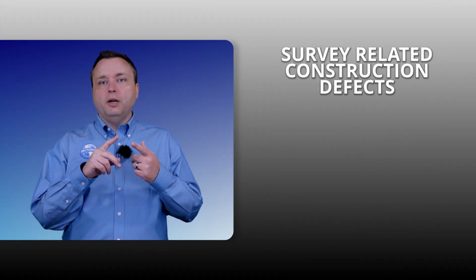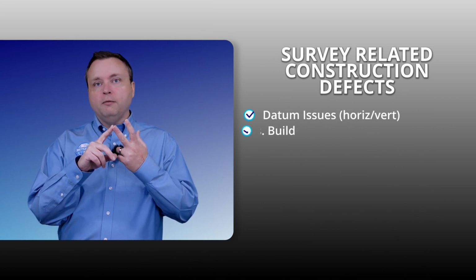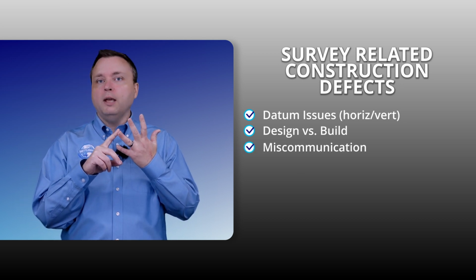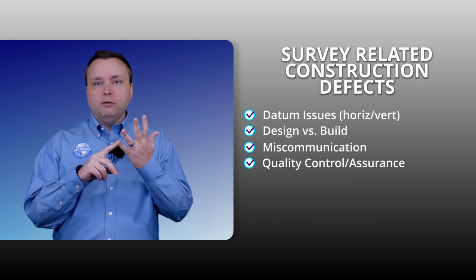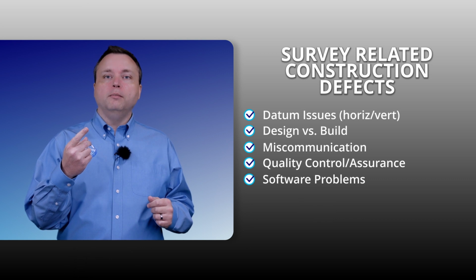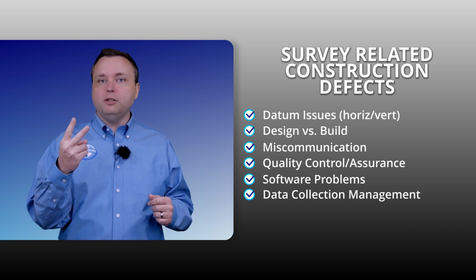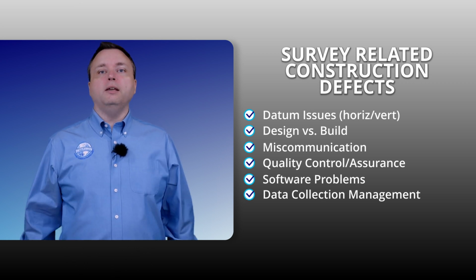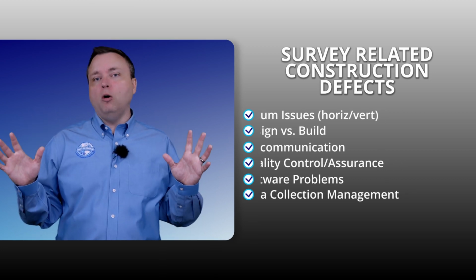So my list of construction defects: horizontal and vertical datum issues, design versus build issues, miscommunication between the surveyor and the general contractor, other subcontractors, quality control issues, quality assurance. Also, things like not using the proper software, not having the data collection, data processing supervised by a professional. All of these things are possible causes of construction defects, and they happen all the time.